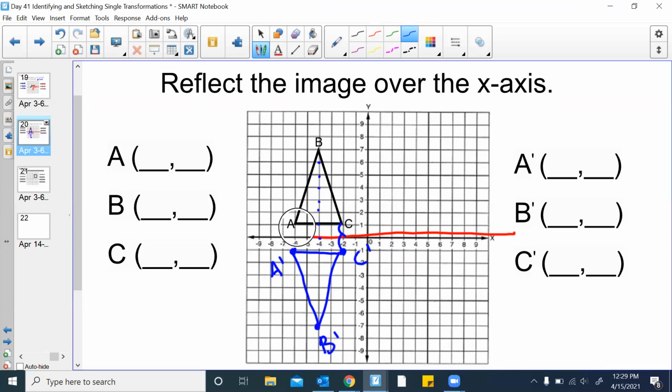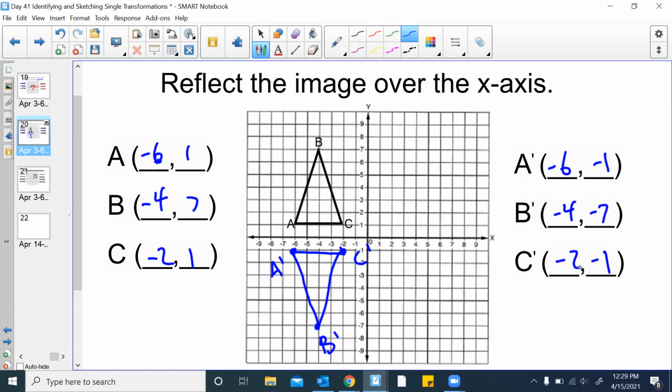So let's go ahead and get rid of some of our work here. Don't really need that. And let's look at our original points. This is just good practice graphing, right? A, we come over negative 6, up 1. B, we come over negative 4, up 7. C over negative 2, up 1. All right, now we get to our primes. A prime is negative 6, then down 1. B, negative 4, then down 7. And C, negative 2, then down 1.